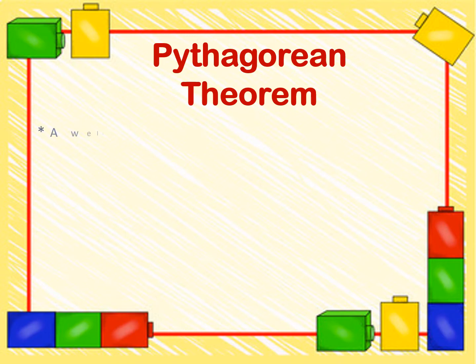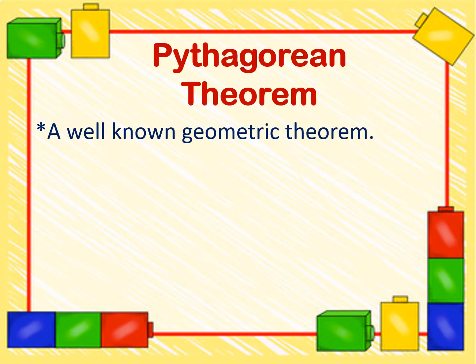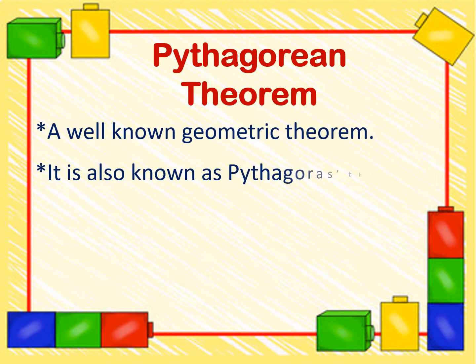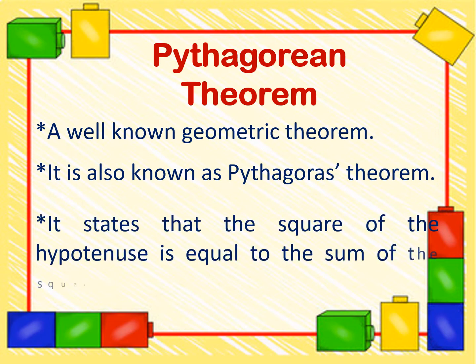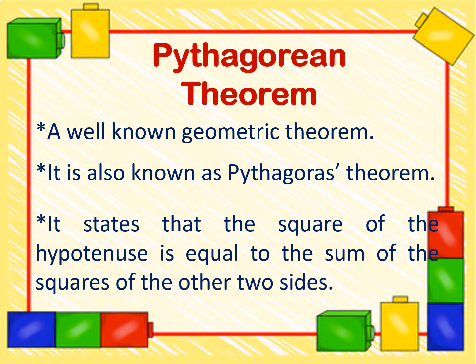Pythagorean Theorem, a well-known geometric theorem. It is also known as Pythagoras' theorem. It states that the square of the hypotenuse is equal to the sum of the squares of the other two sides. Let's see the illustration of this theorem.